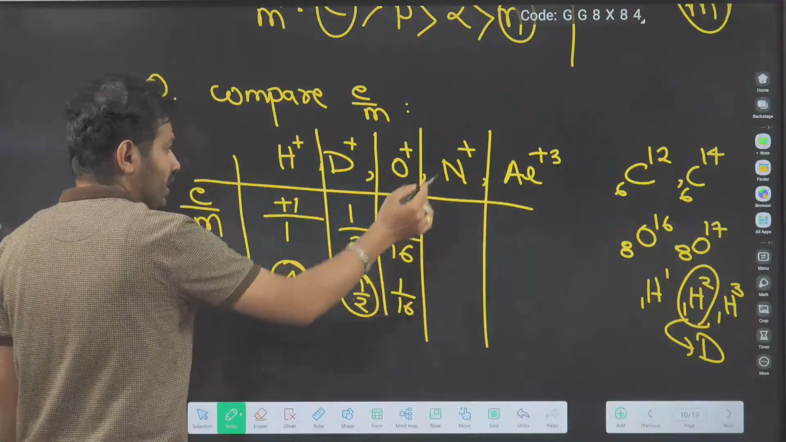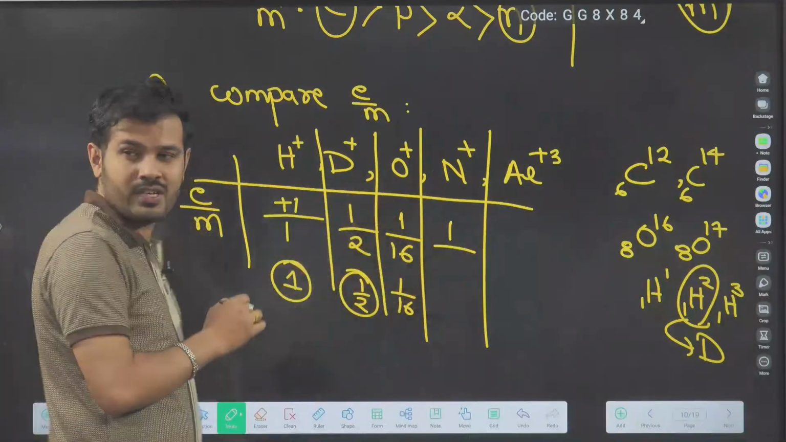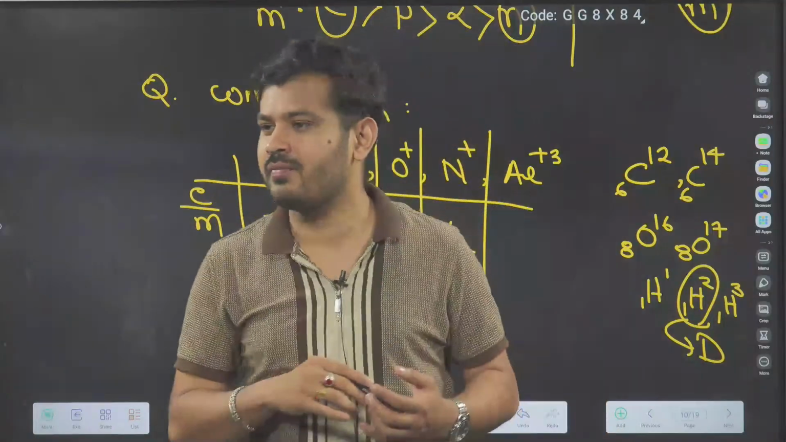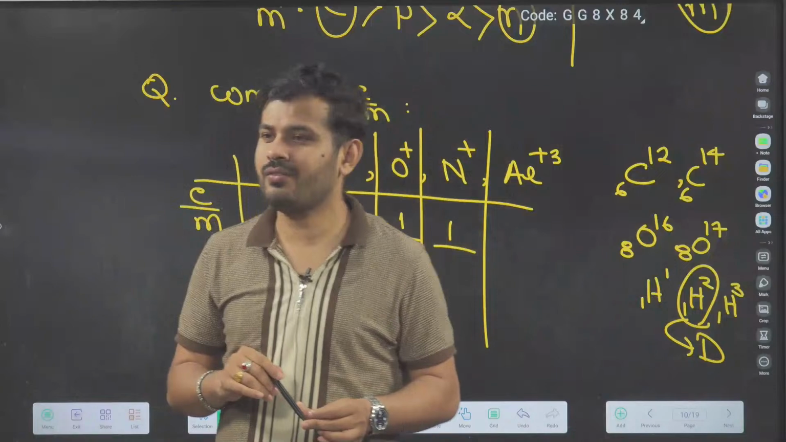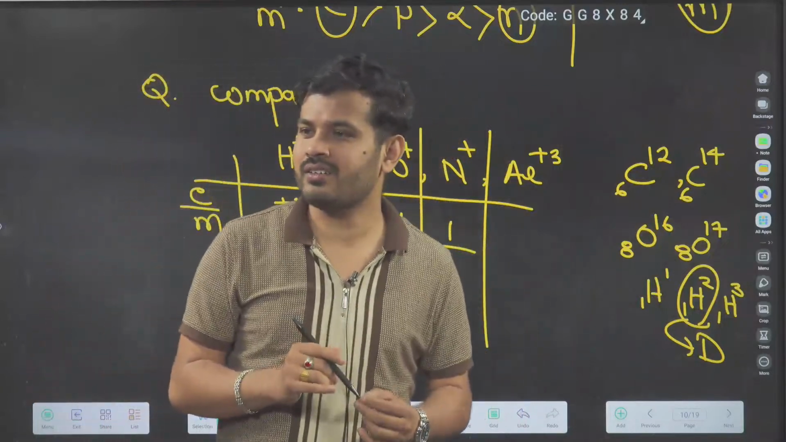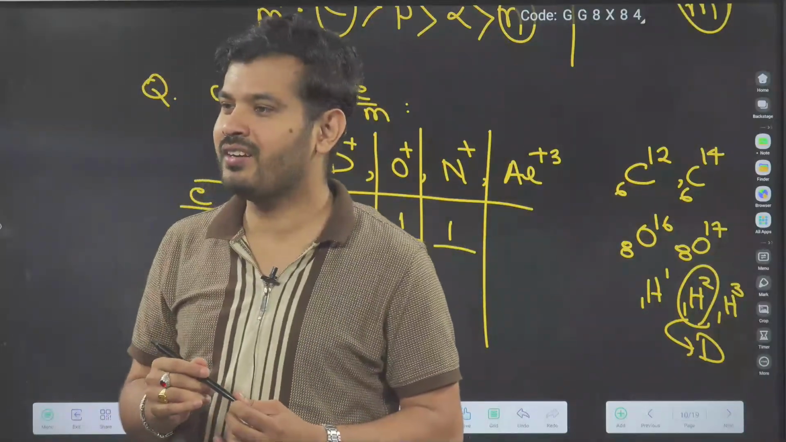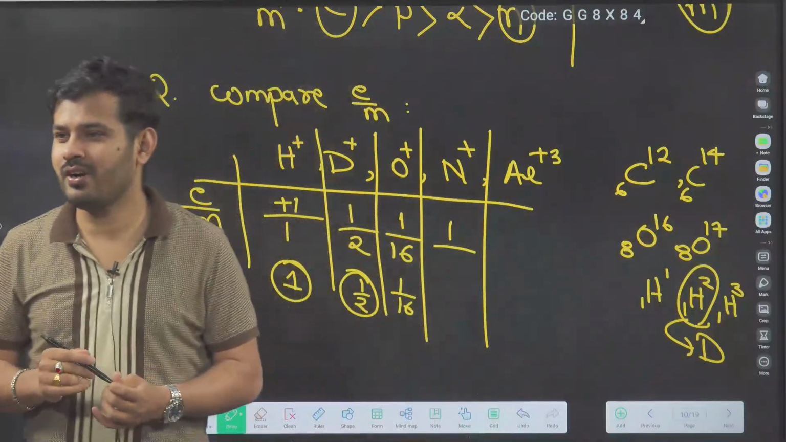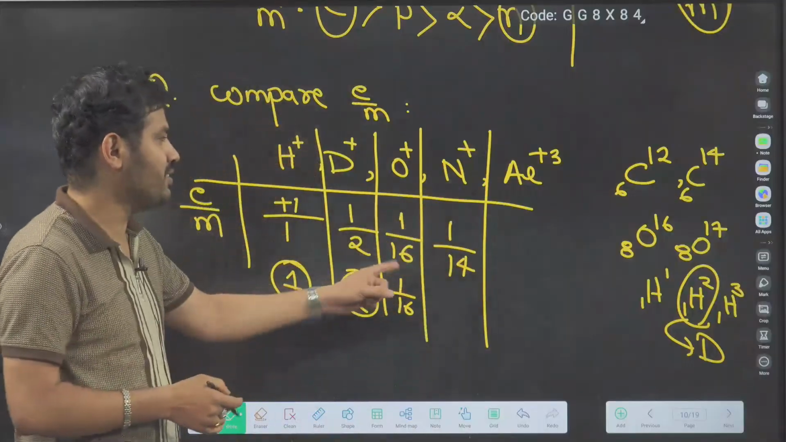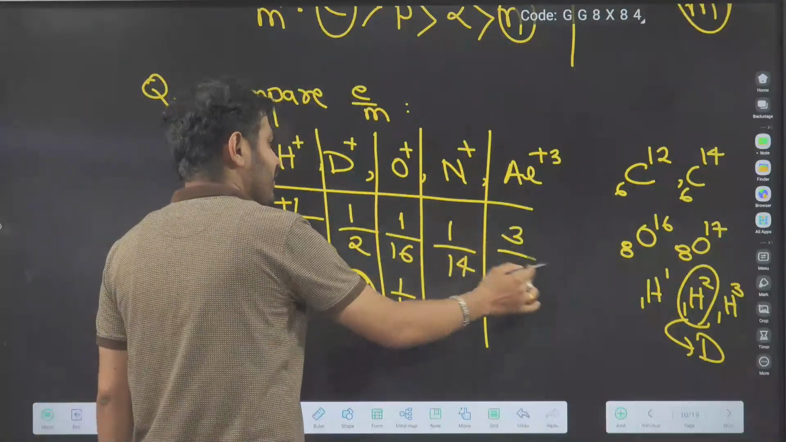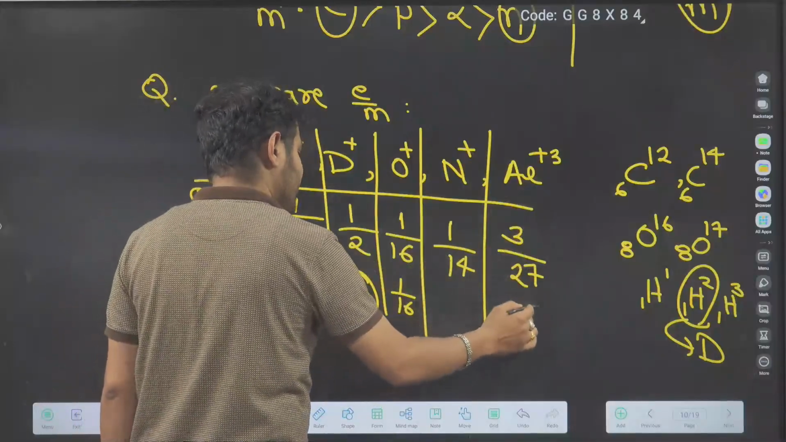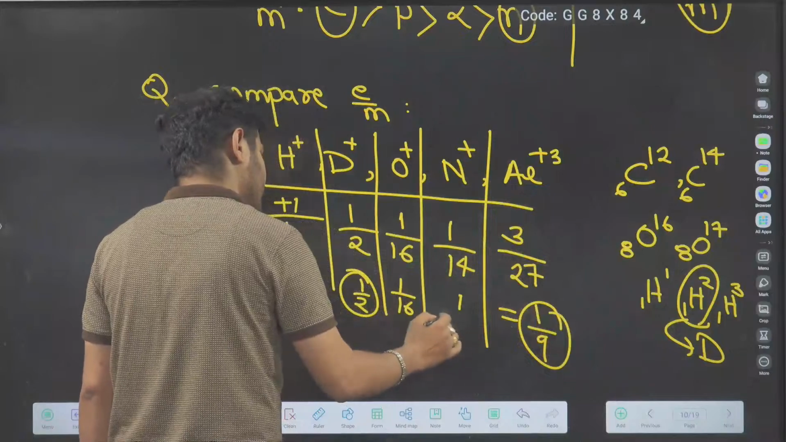The next one, nitrogen, charge is 1. What is the mass of nitrogen? Charge is 1, but what is the mass of nitrogen? 7. 7 is the atomic number. Siri, it is atomic number. 14. Yes, it is 14. Very good, guys. It is 14. 7 is the atomic number, I am asking the mass. Aluminium charge is 3 divided by mass of aluminium, which is 27. So 3 by 27 is 1 by 9. This is 1 by 14.